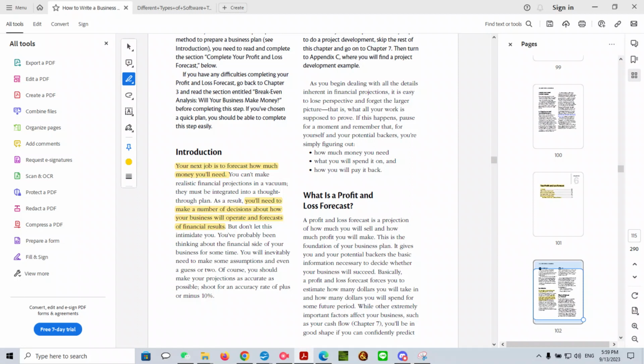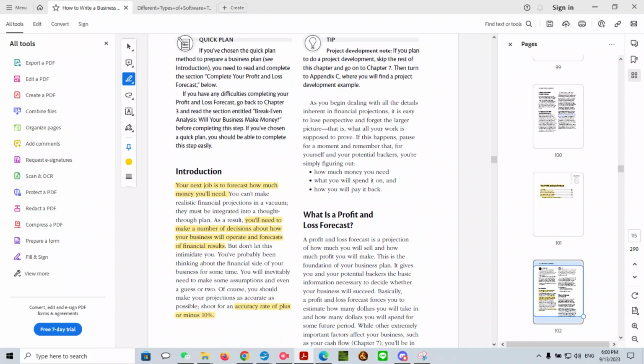You've probably been thinking about the financial side of the business for some time, if this is a new business. And also, if you've seen the previous lectures and chapters I've gone over, you have already thought about that because I've talked about that in the videos. You will inevitably need to make some assumptions and even a guess or two. Of course, you should make your projections as accurate as possible. What you want to do is shoot for an accuracy rate of plus or minus 10%.